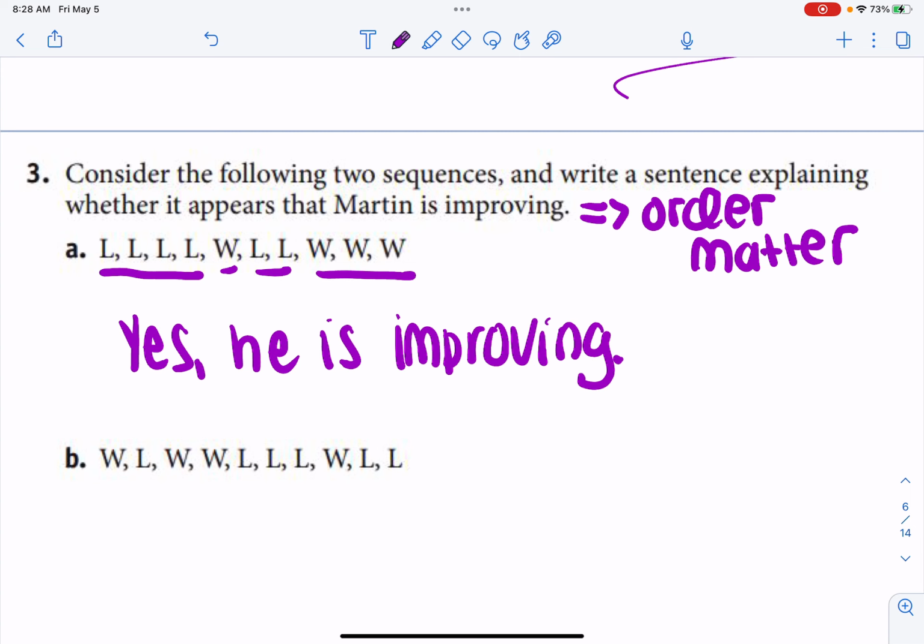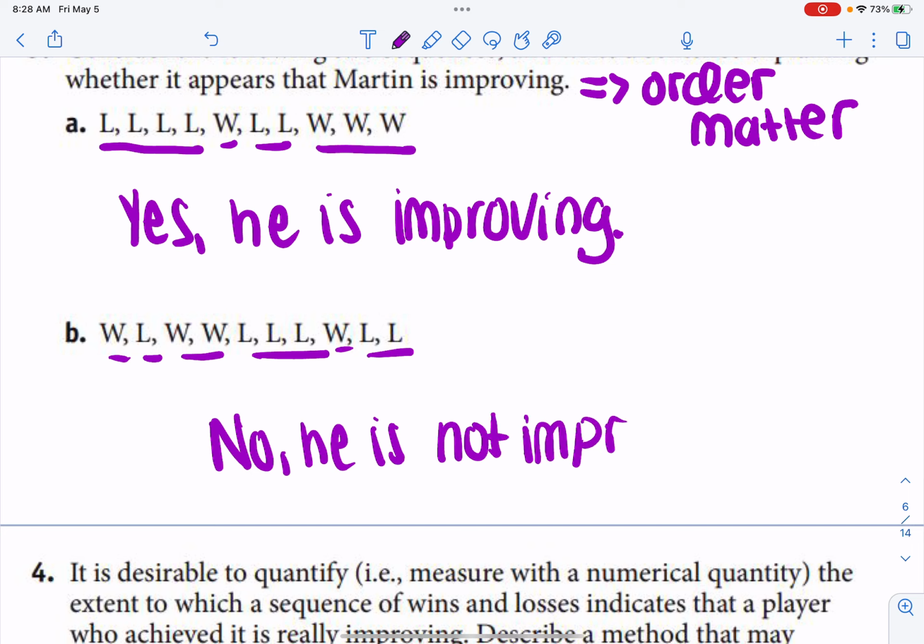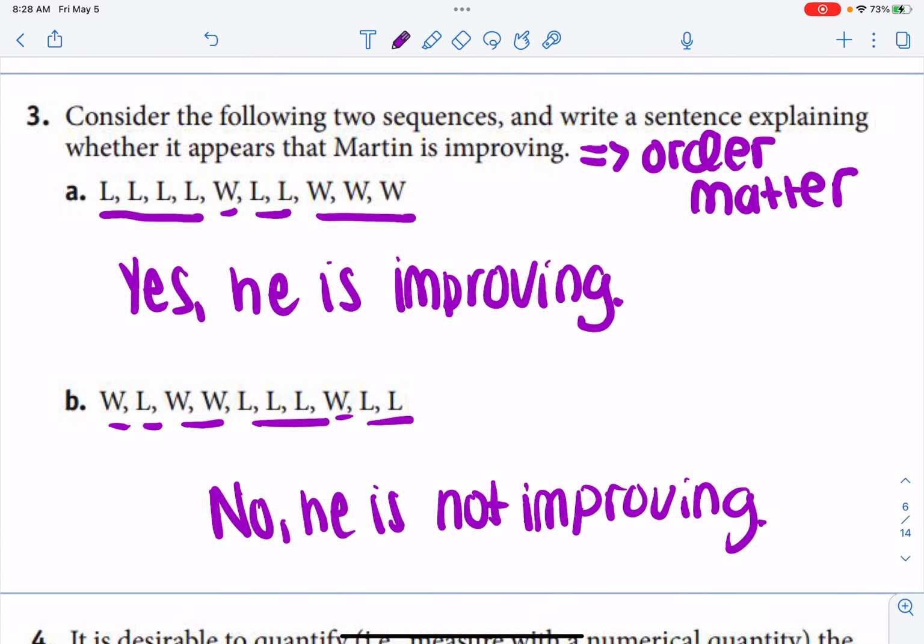And then for part B, he wins 1, loses 1, wins 2, loses 3, wins 1, and then loses 2. Again, you're looking to see if there are wins at the end, and what you see is actually 2 losses at the end. So that's going to be no, he is not improving. He's actually decreasing his skills because he's not winning. So this is all told from just an observation. It's not necessarily mathematically explained. So we're going to figure out a way to mathematically explain how he's improving.